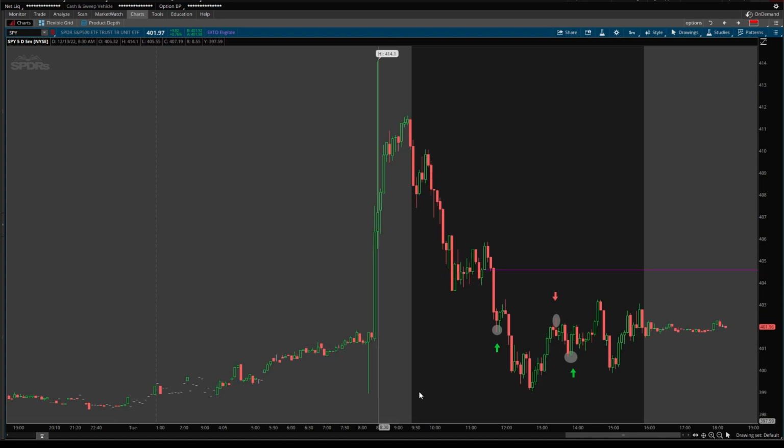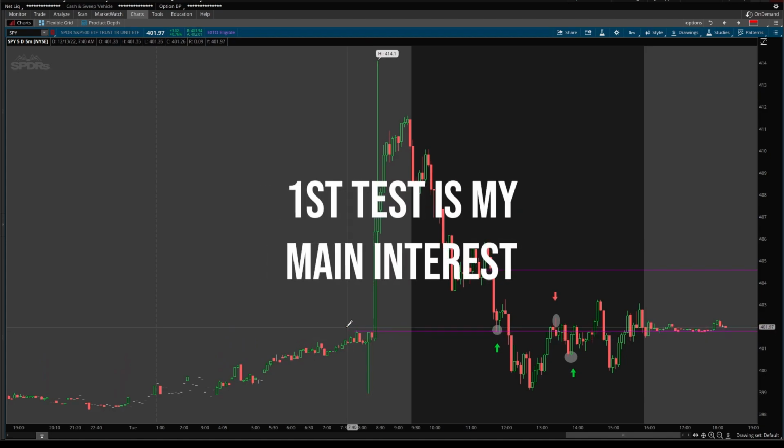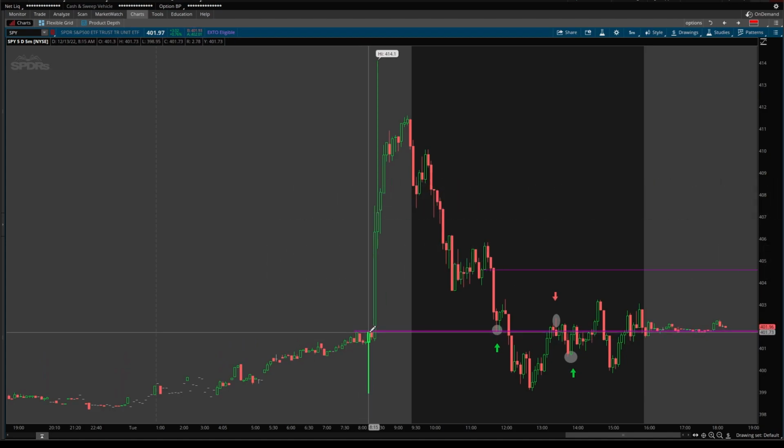So what I am looking for is wherever that area was that we rocket shipped, pretty much that we exploded from, that's where I want to test back. And that's, as you can see, right here. And it's also a little top too. If you look, this candle, this candle, this candle, a little top right here. We come back into it. This is where I got long.